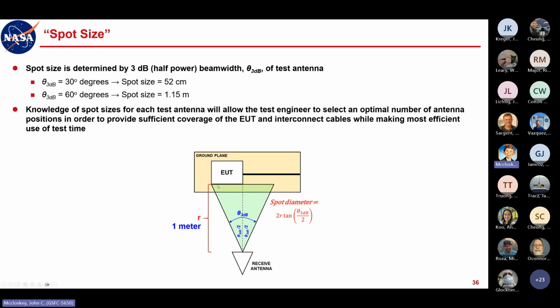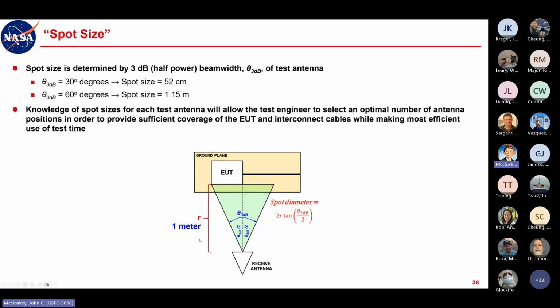The tangent gives you this dimension here from the bore sight to the edge of the beam. And so you multiply by 2 to get to the full beam width. And then this factor of R, this actually is more applicable for radiated susceptibility where you have some flexibility. That'll be what we cover next in a different session.